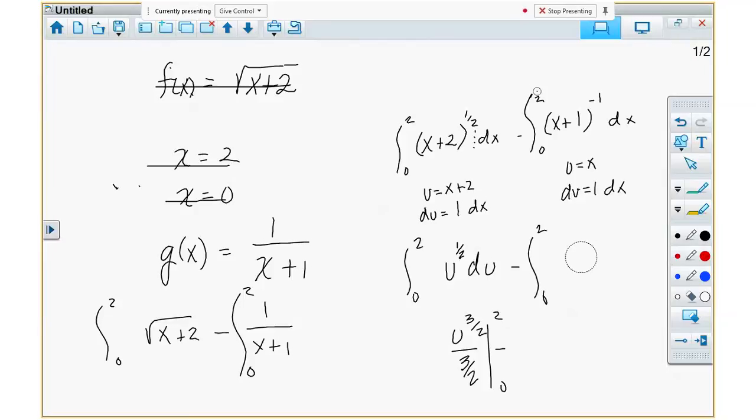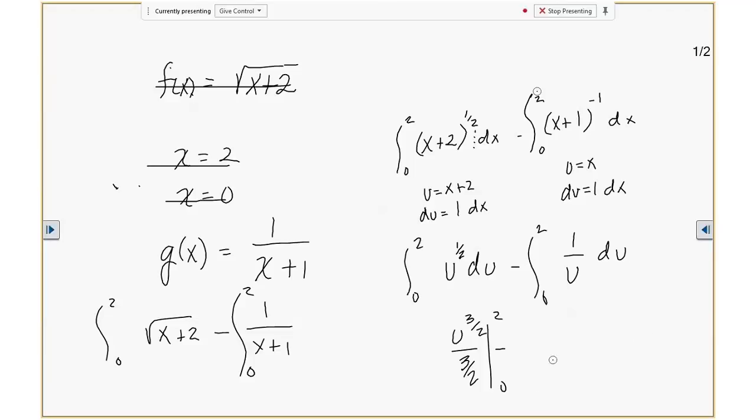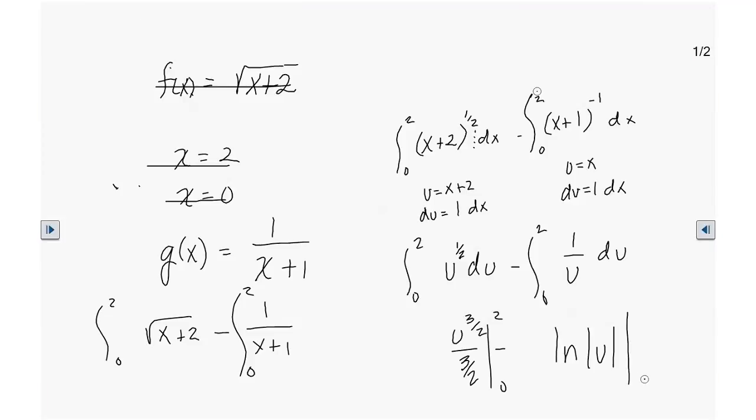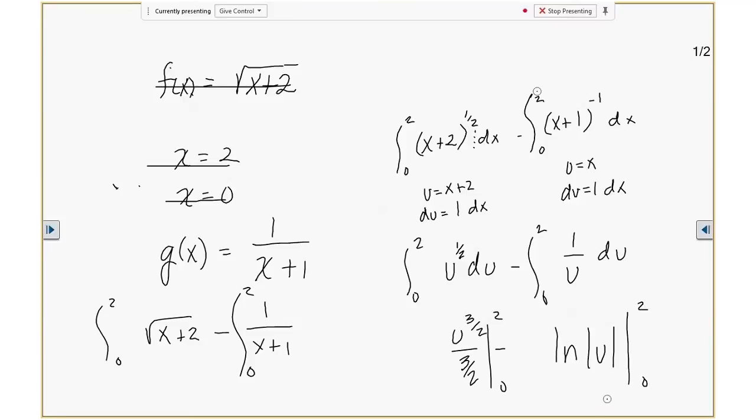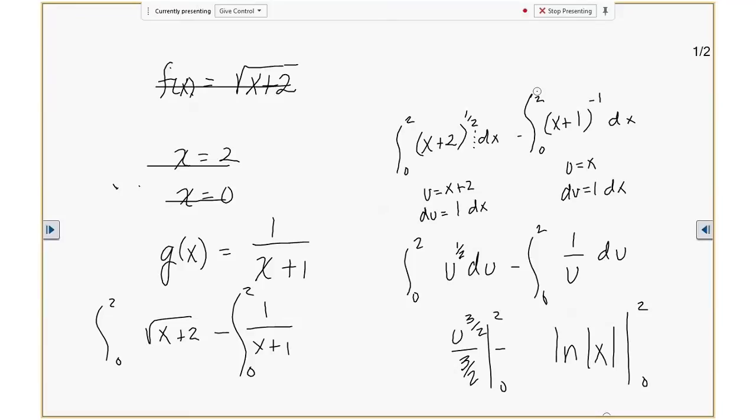This is 1 over u du, which is equal to the natural log of the absolute value of u. So that would be the natural log of the absolute value of u evaluated at 0 and 2. And u is what? x. There, how's that look? Now do both of those.